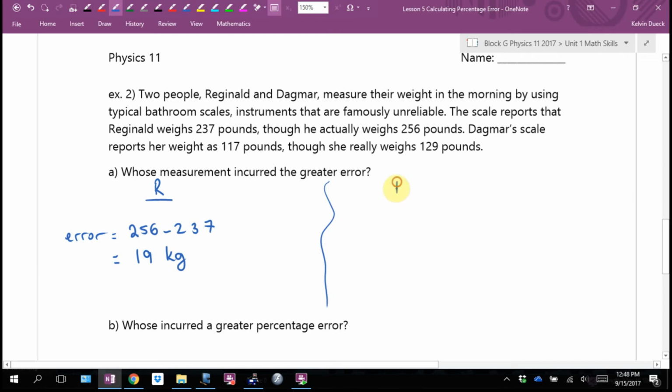Compare that with Dagmar. The error in Dagmar's scale is going to be 129 minus 117, which is 12? We haven't actually answered the question. The question asked which measurement has the greater error. Which measurement has the greater error? Reginald.